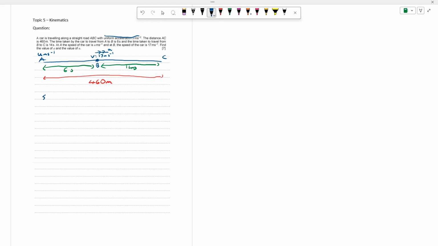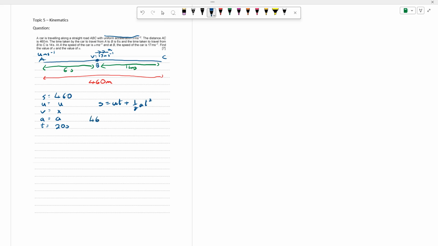Okay, but if I look at SUVAT now, I'm moving at a constant acceleration. That's why I can use SUVAT. s is 460, because that's the whole way. u is u, don't know what it is, but I can write it down. v, I don't know, and I don't really want to know what it is at C. a is a, and time is the total time, which would be 20 seconds. Now, if I'm thinking about what equation to use, the one without v in it is s equals ut plus a half at squared. And I can plug things in.